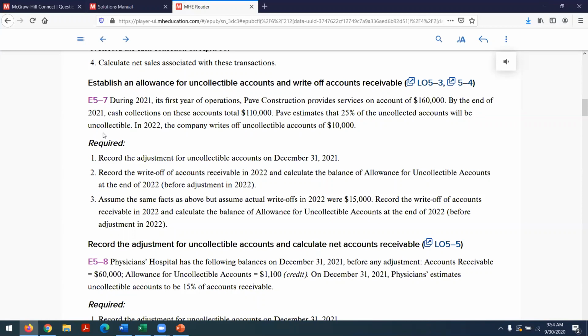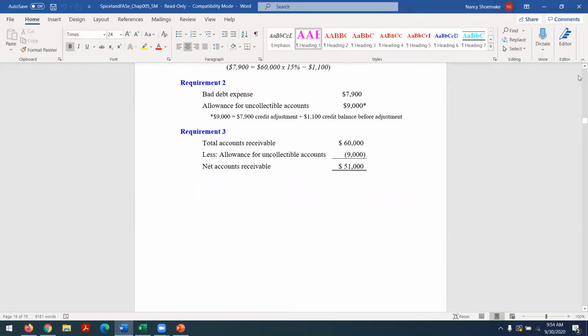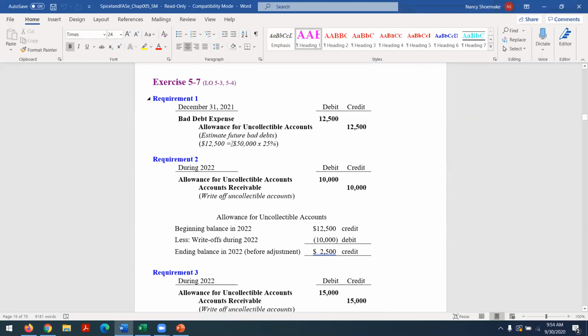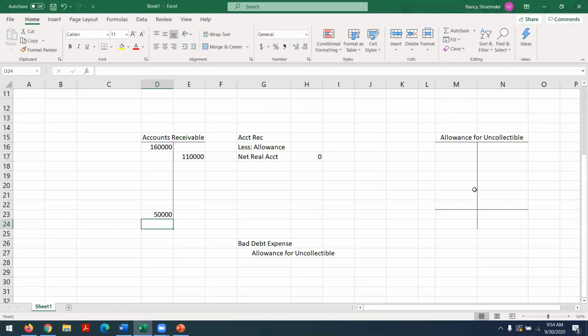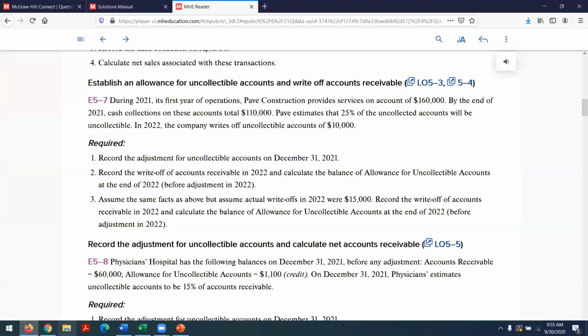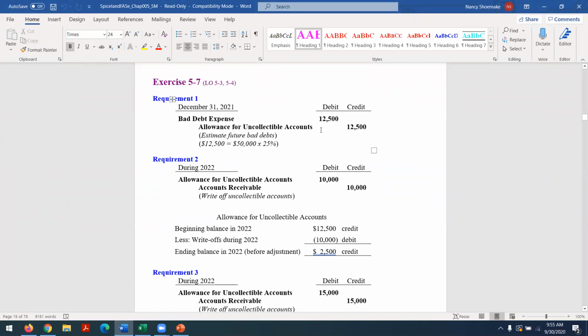So we need to record the adjustment for uncollectible accounts on December 31st, 2021. What are we going to do, guys? We're going to take our 50,000 that are sitting in our accounts receivable times 25%. Since there was no beginning balance sitting in our allowance for uncollectibles, we want this number to be 12,500. Since nothing is previously recorded, our journal entry is going to be a debit to bad debt expense of $12,500 and a credit to allowance for uncollectibles of $12,500.